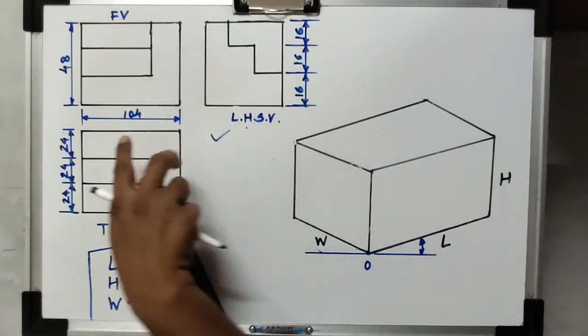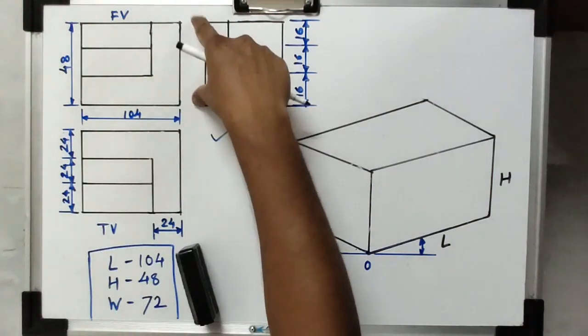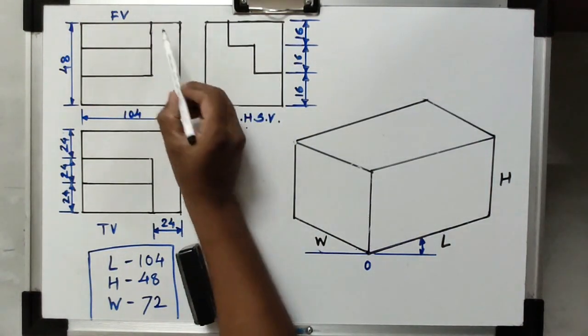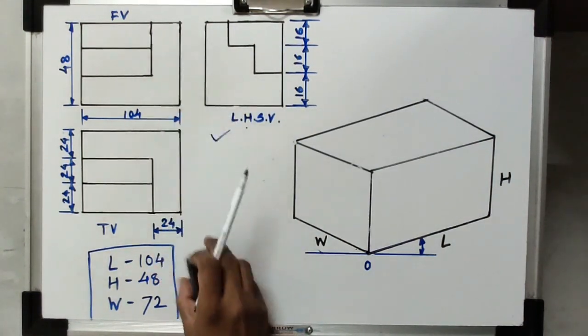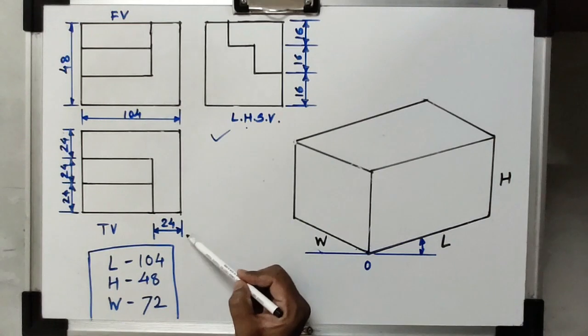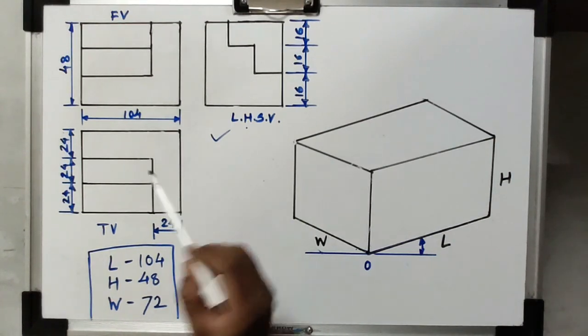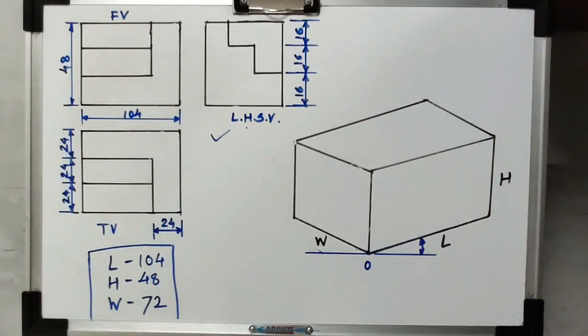So we are going to represent first of all this portion which is having the somewhat L alphabet type of structure, having the length of 104, height of 48 mm, and the length of this portion that will be visible from the top view, that is 24 mm. Means in the front view, the structure visible to us, that we will represent first of all. I will use the red color shade.